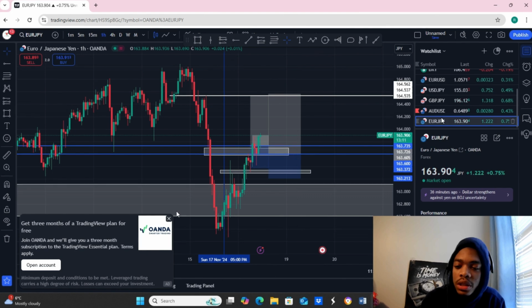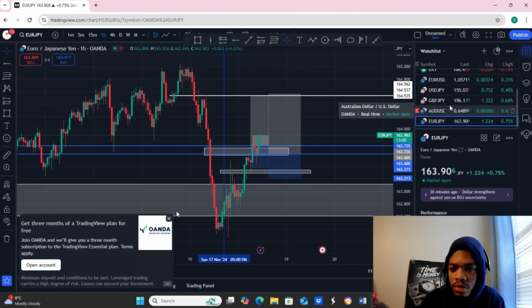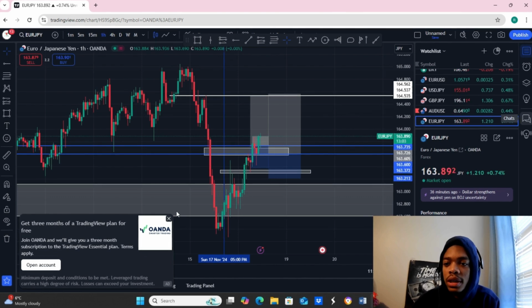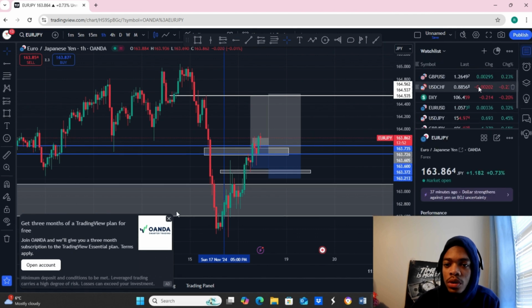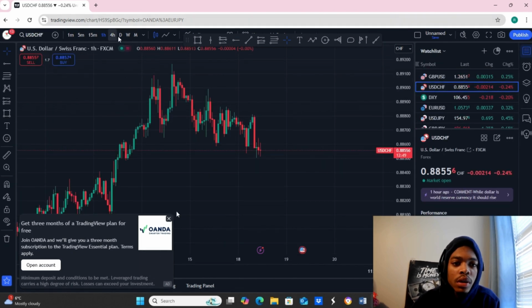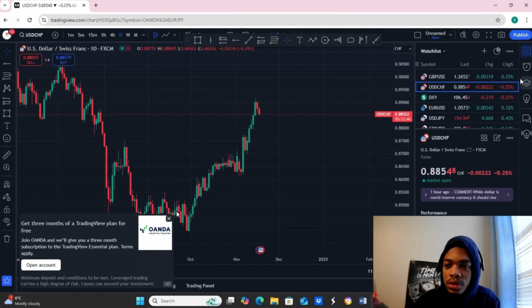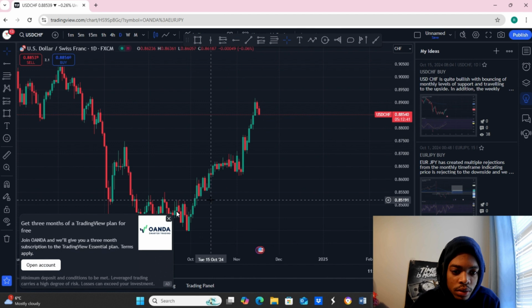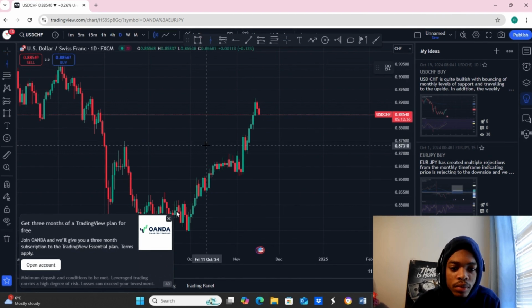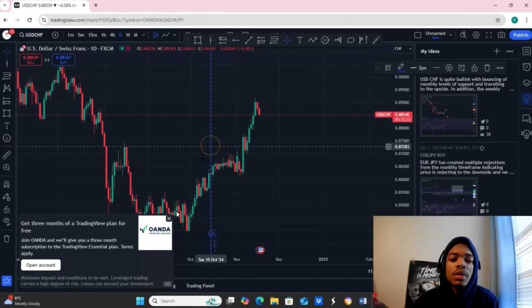Alright, but these are the trading opportunities that I saw today, November 18, 2024. These were good opportunities. I also want to show you guys a trading idea that I posted on USD Swiss franc back on October 15 of 2024. So I'm just going to go to USD Swiss franc real quick right here. Alright, so let me see when this idea was posted. It was posted October 15, which is around right here. Let me just highlight this. October 15. There we go.